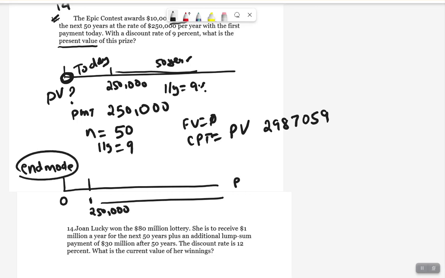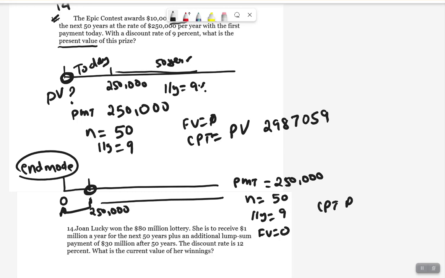So what you're going to do is bring the payment to this point, and then bring it to year 0. Your payment is equal to 250,000. Your N will be 50. Your I/Y is going to be 9. And your future value is equal to 0. You're going to compute your present value.